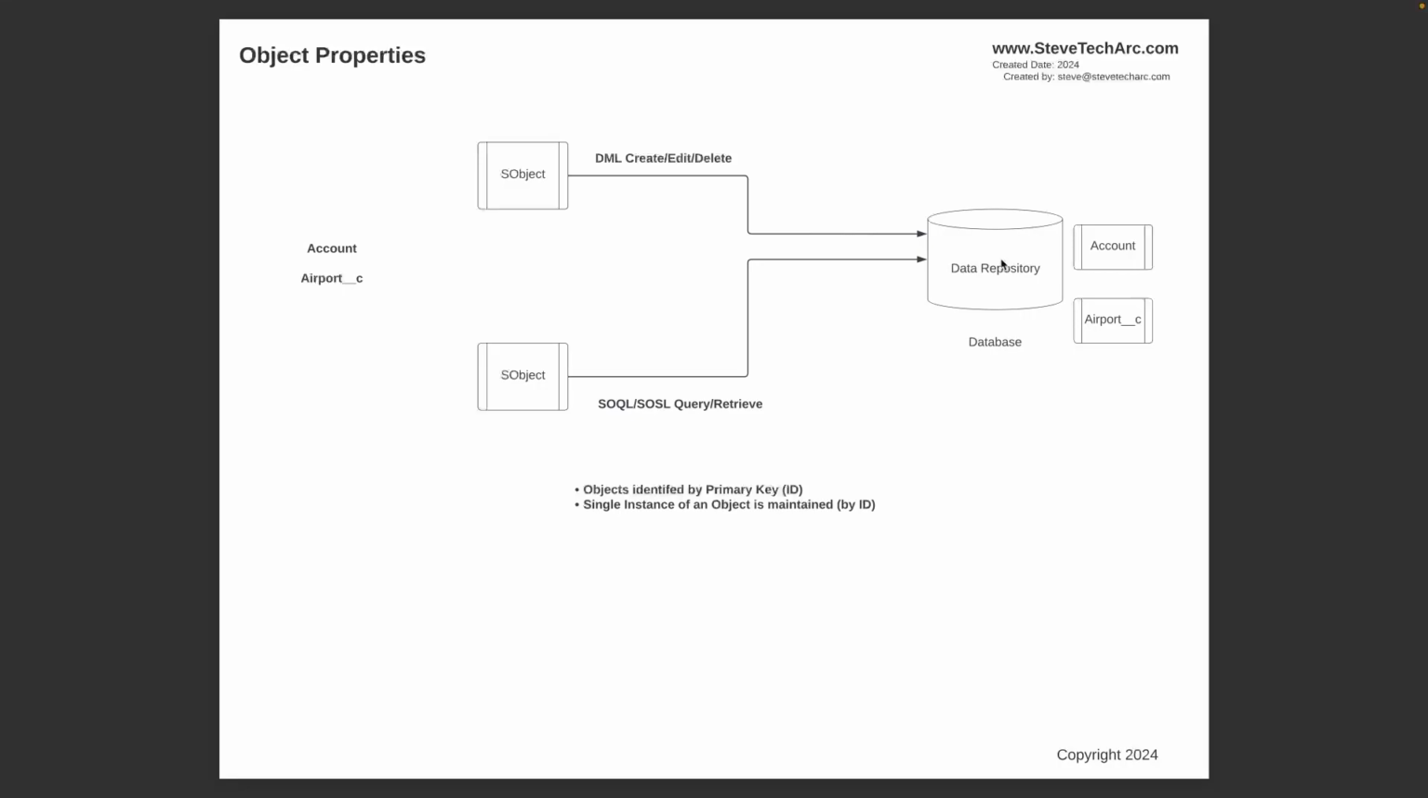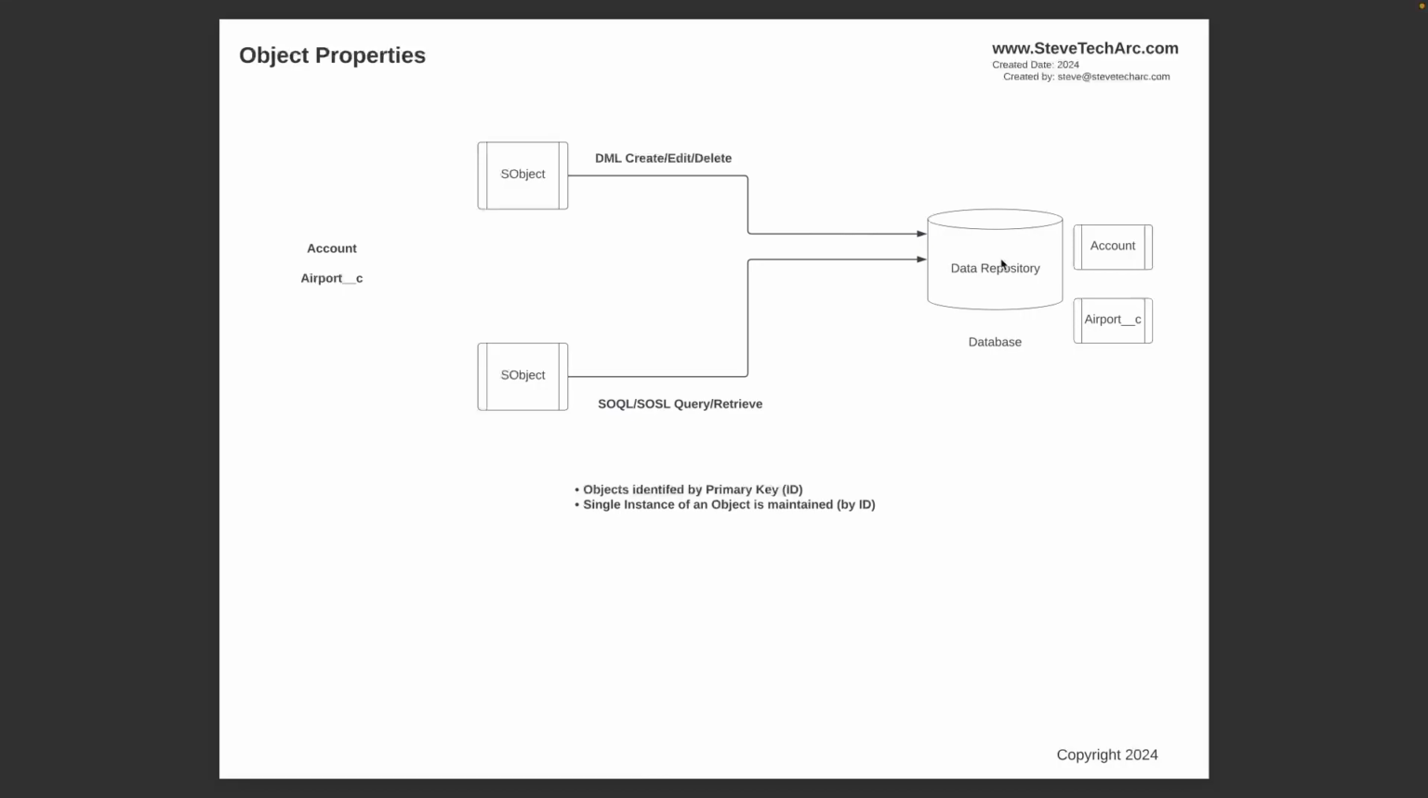Now, you are manipulating those objects. First, there are two channels of working with them. There's DML, where you can create, edit, or delete these SObjects. When you create, you're creating a new record. You're editing existing, and delete, you're sending the delete command. Now, when you want to pull from the database, you run either a SOQL statement, Structured Object Query Language, or a SOSL, Structured Object Search Language, and you retrieve your SObject.